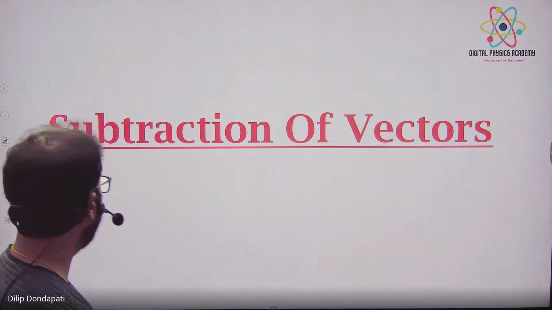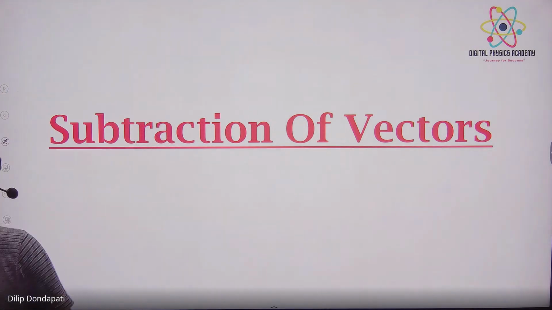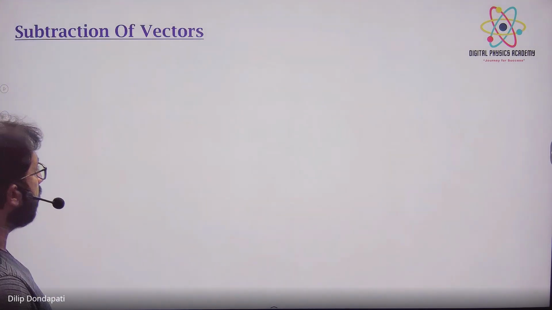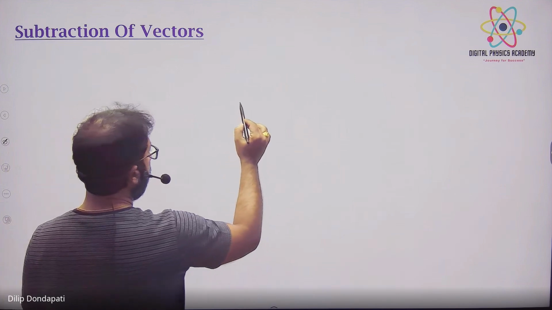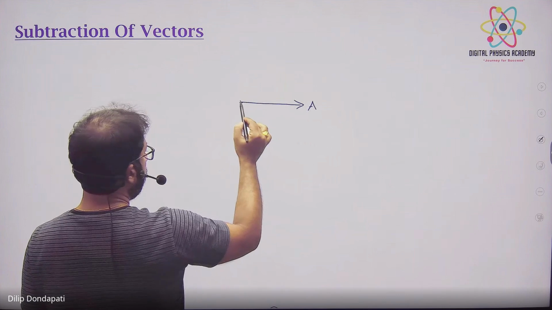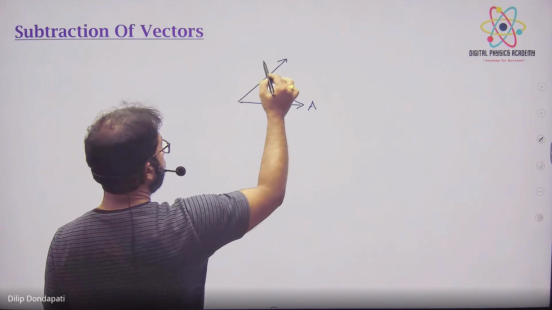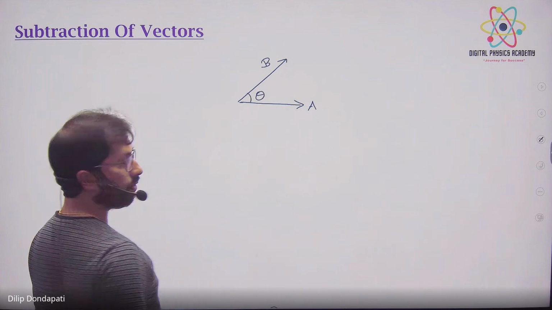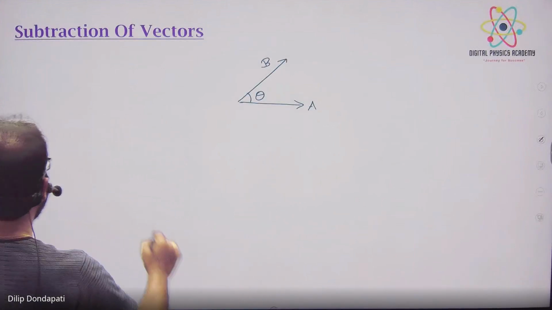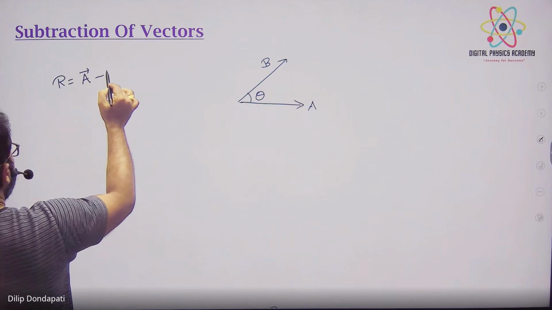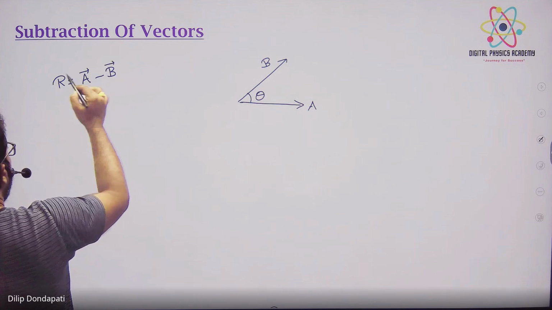Subtraction of vectors. So let us see how to do subtraction of vectors. Suppose a vector is like this, b vector is like this. Okay, angle theta. These are the initial things. I want to subtract. I want what? Resultant R is equal to a vector minus b vector. I want the resultant of this.